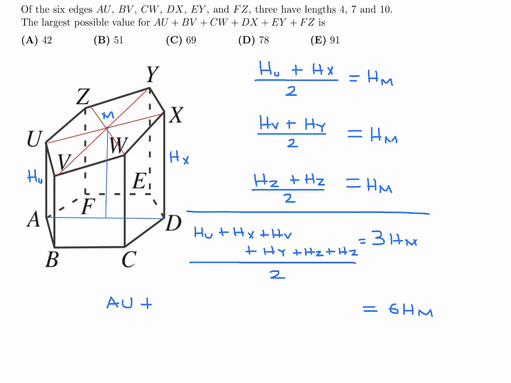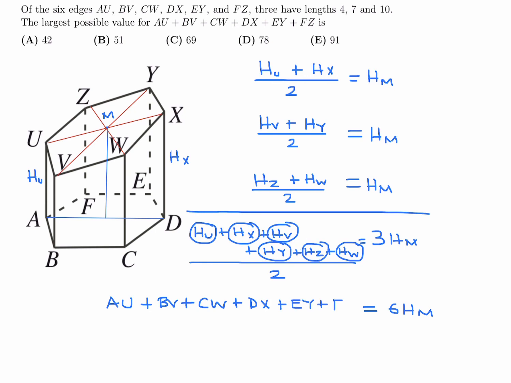And similarly, HV is BV. And then HW, which is this guy, is CW. And then HX is DX. And then HY is EY. And finally, HZ is the same as FZ. So we basically have exactly what they wanted, and we got it all in terms of HM. So if we can figure out what HM is, we're done with the question.